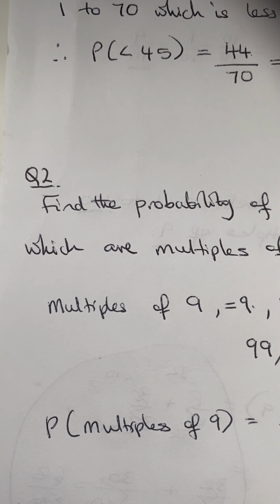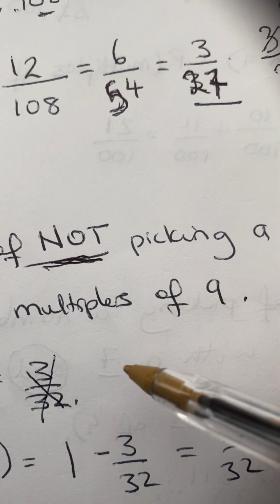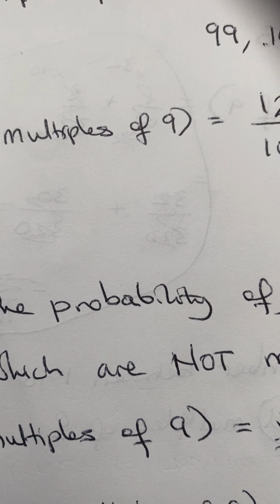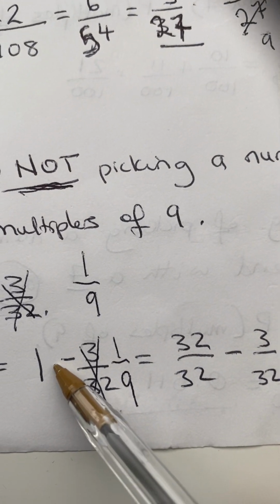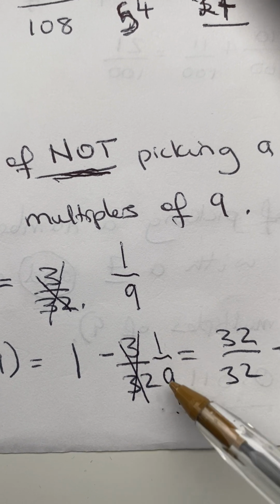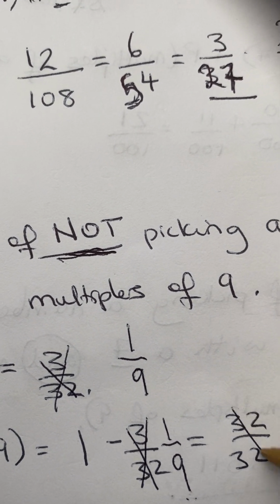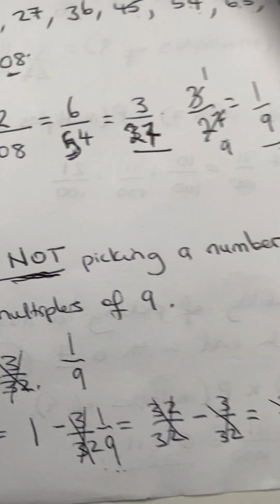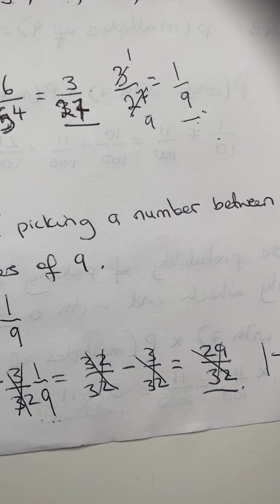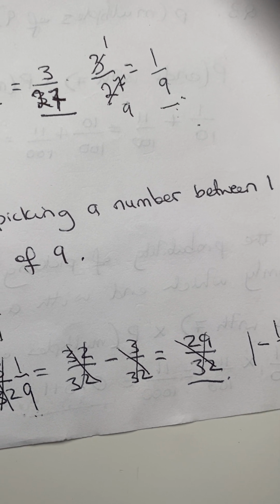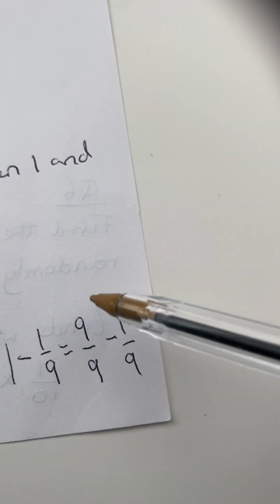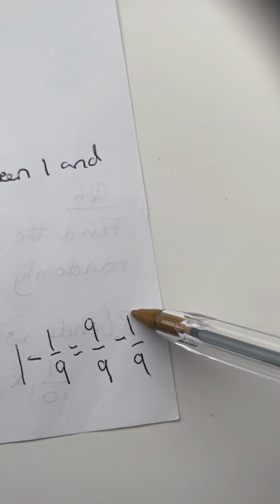So multiples of 9, we got 1 out of 9. So not multiples of 9 will be 1 minus 1 out of 9. Okay, so here our answer will be 1 minus 1 out of 9, which is equal to 9 out of 9 minus 1 out of 9, because here we want the denominator to be the same. So instead of 1, we write 9 out of 9 minus 1 out of 9.